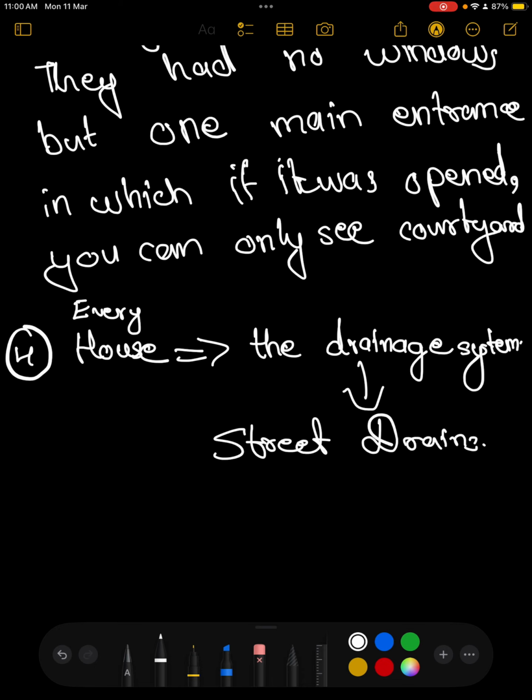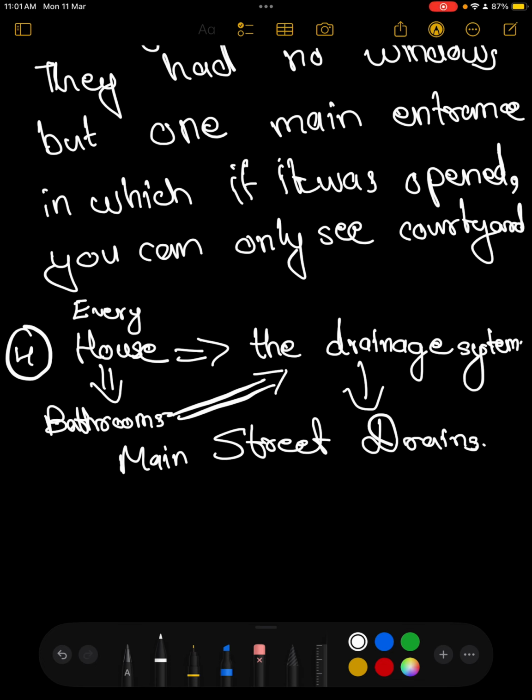You need to understand that every house had bathrooms, and those bathrooms were connected to the drainage system of the small streets, and they were connected to the main street drains, and then they were connected to the manholes. Okay, a huge hole, you can say. So their drainage system was very well planned.